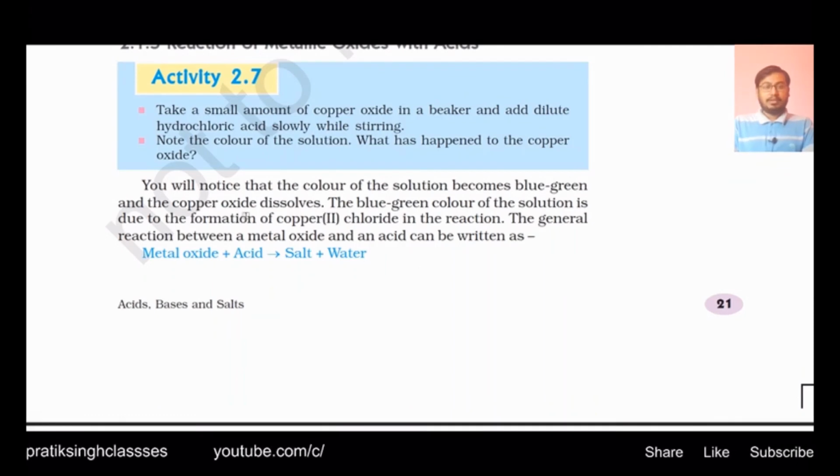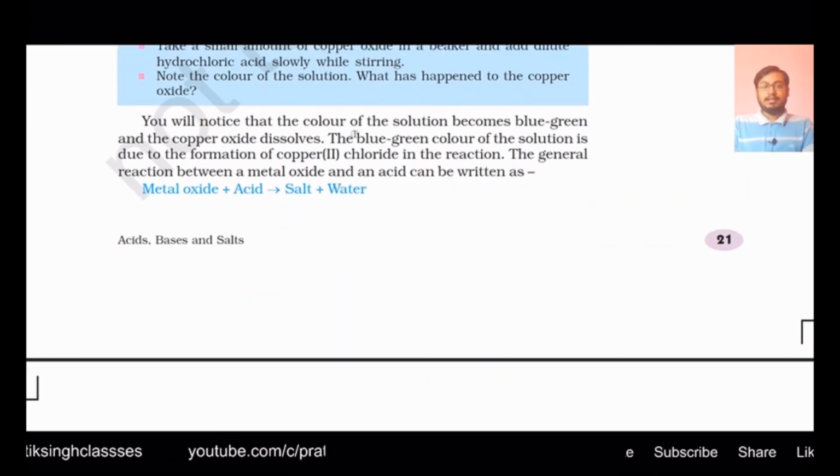Take a small amount of copper oxide in a beaker and add dilute hydrochloric acid slowly while stirring, so that it mixes very well. Now note the color change of the solution. You will see that the color of the solution becomes blue-green and the copper oxide dissolves. Copper oxide is available in the form of small granules or powder, and it dissolves in the solution. The blue-green color is due to the formation of copper(II) chloride in the reaction.